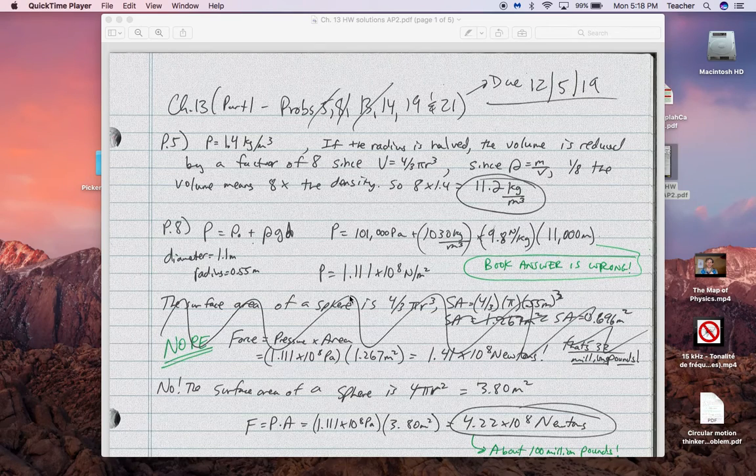Here's the solutions to Chapter 13 homework, which deals with pressure, fluids, things like that. I was a bit concerned, to be honest with you, that some people did a decent job, but there's a lot of people who just kind of did well, I got stuck, or I didn't know how to do this.